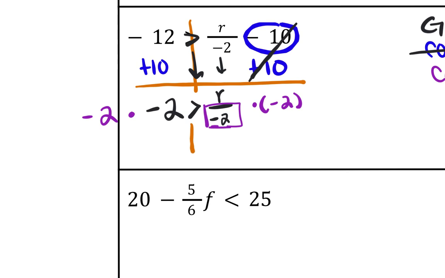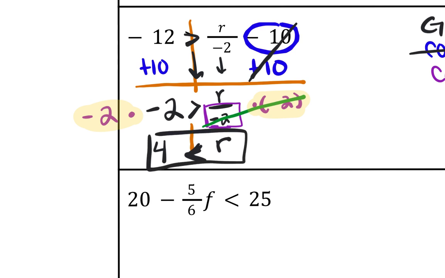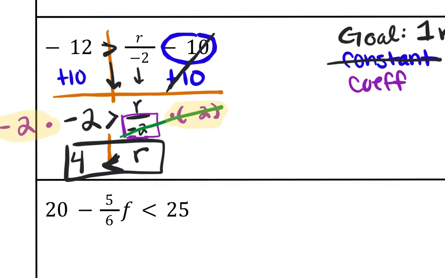I'm going to just continue my line. So multiplying by negative 2 and dividing by negative 2 are opposites. They cancel each other out, and we're left with r. Negative 2 times negative 2 is positive 4. But here's the deal. We multiplied by a negative. So I need to flip the direction of my symbol. So it was opening towards the number. Now it's opening towards the variable. And I achieved my goal of getting a positive 1r on one side by itself, so I'm done.